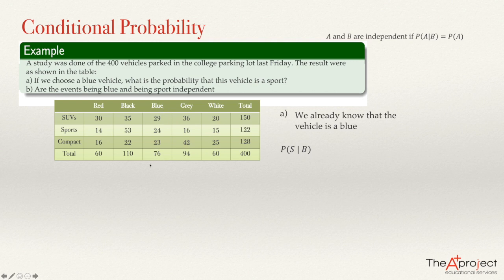So we know that there are in total 76 blue, and from these 76 blue, there are 24 that are sport. If we know that the vehicle is blue, we don't need to see any other part of the table, just this part. So our whole universe is this, and from these 76, we are choosing 24. So the answer will be 24 out of 76, and this is 0.3158, or equal to 31.58%. Now we need to check what is the probability that the vehicle is a sport.